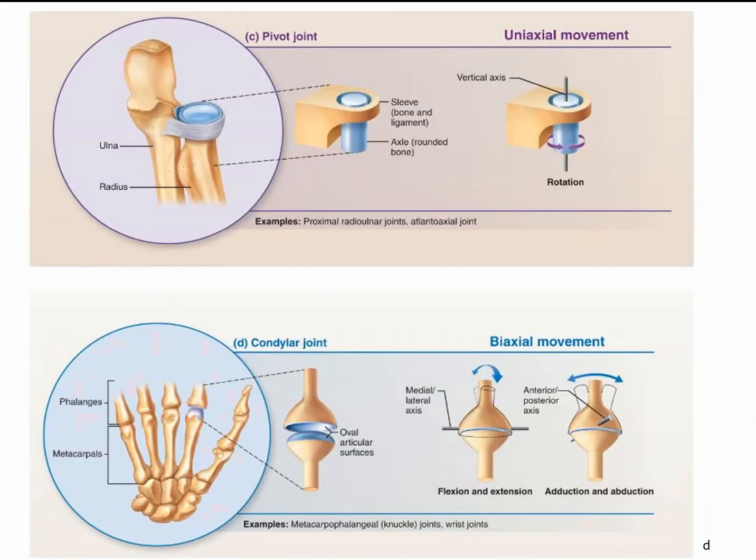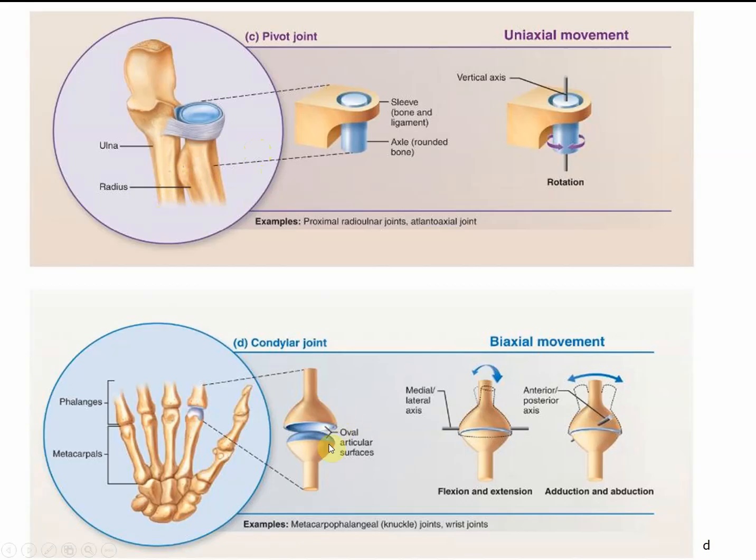Pivot joint is essentially a rod in a hole. It's kind of like a tower rod. So this is found in the radio-ulnar joint of the forearm. When we talked about supination and pronation, when you go pronation and turn your palms posteriorly, the radius will pivot and crisscross over the ulna.